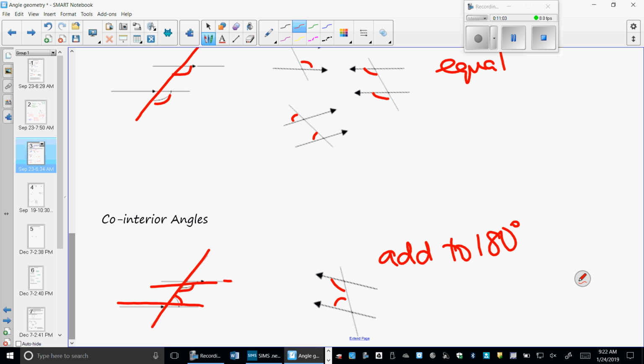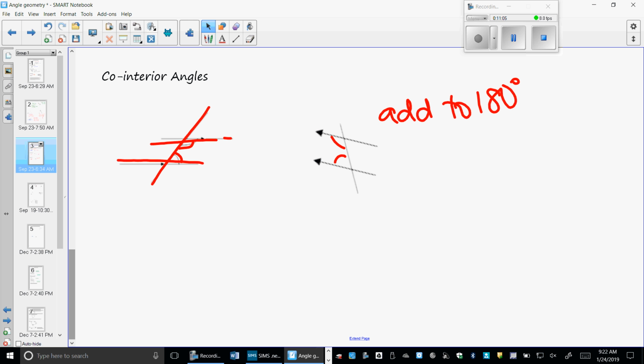And it makes sense. I mean, the whole reasoning behind it is because we know that this angle here and this angle here are corresponding, and we know that these two angles add to 180. So that's why those two would also add to 180. Makes sense. Yeah.